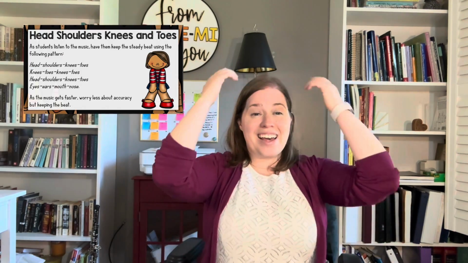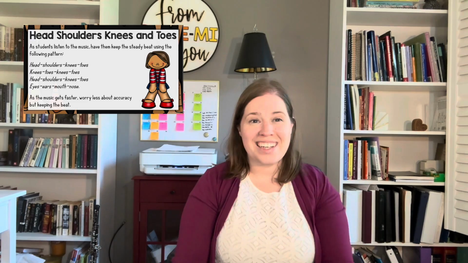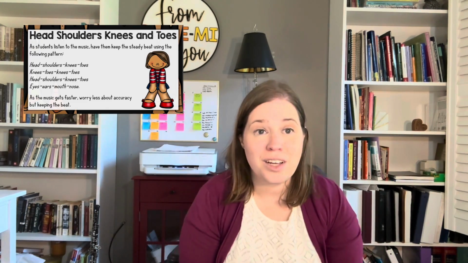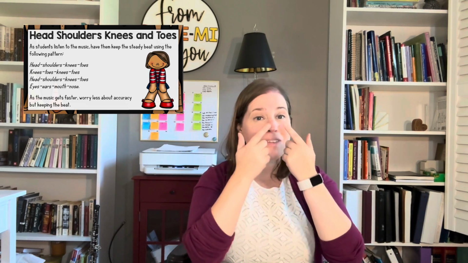One of them is a modified version of head, shoulders, knees, and toes. Essentially, they just keep the steady beat like this. Head and shoulders, knees and toes, knees and toes, knees and toes. Head and shoulders, knees and toes, and eyes and ears and mouth, nose. It's really simple to teach, and the kids pick up on it right away.